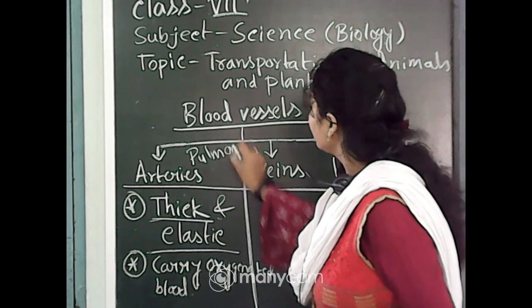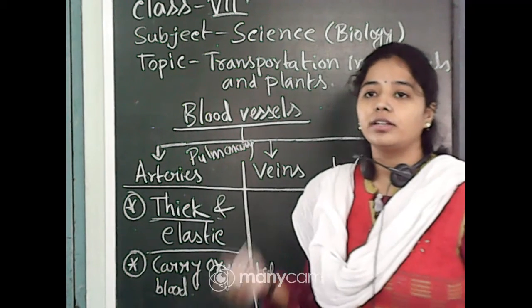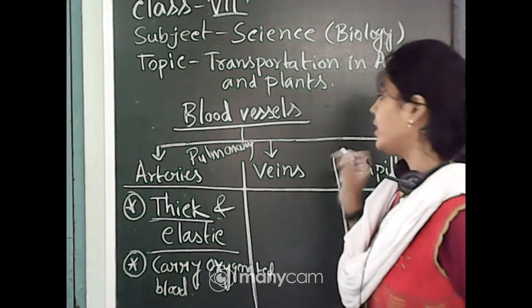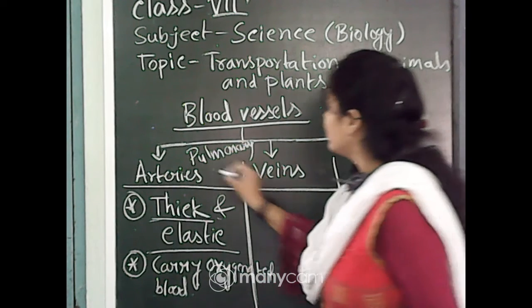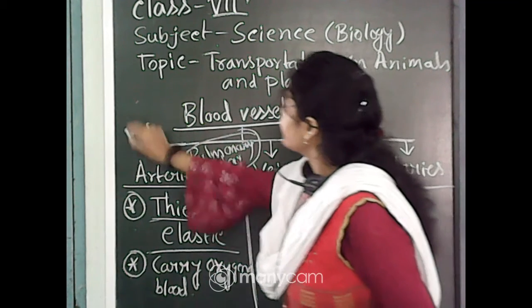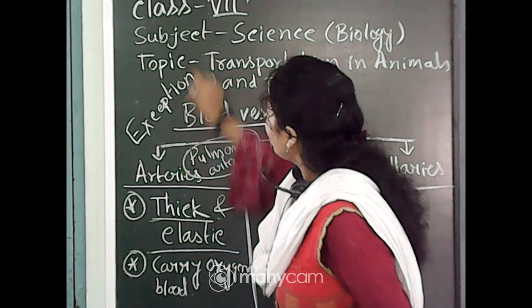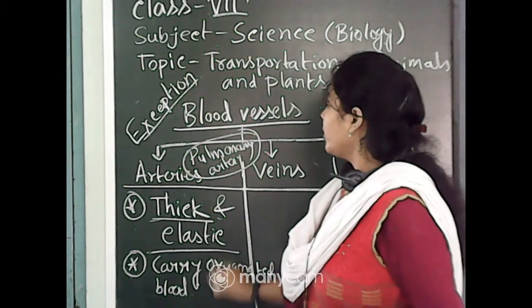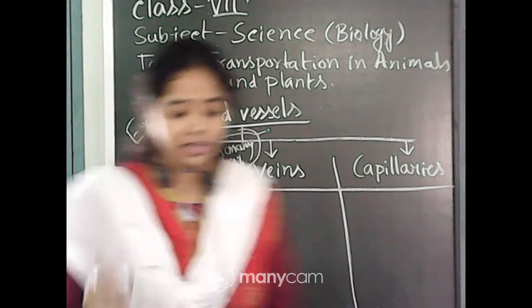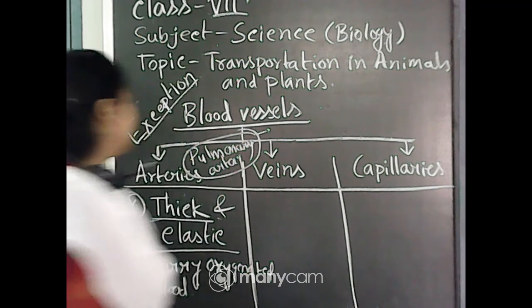When I describe the heart structure with the different atria and ventricles, and artery and vein, then I will tell you where the pulmonary artery is located. So this is the exception of arteries, the pulmonary artery, which carries deoxygenated blood. Understood this thing? I hope you understood. So we have understood what an artery is.